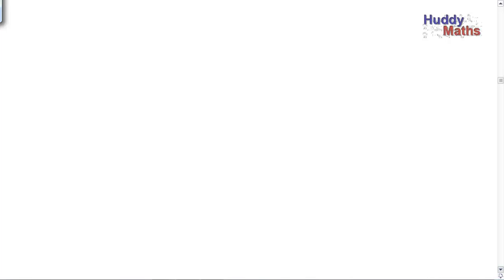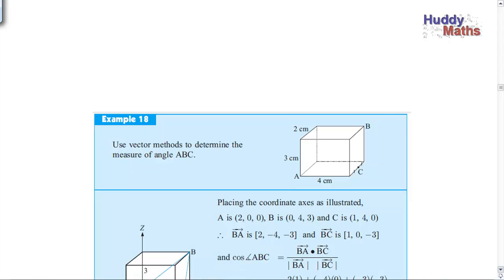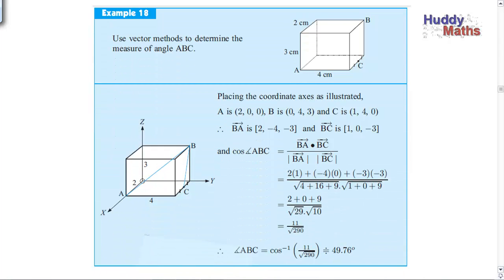We've got quite a lot to do here. It's an interesting section, so we've got a bit of a gap here. I'll give you a bit of a break. Here we are. Okay, let's have a look at something in 3D geometry now, and this could be very useful. Find the angle ABC here using vectors.